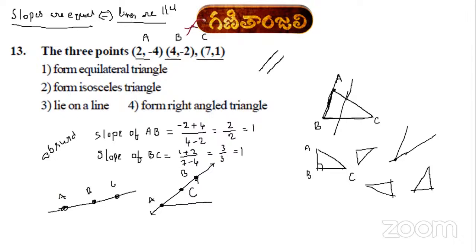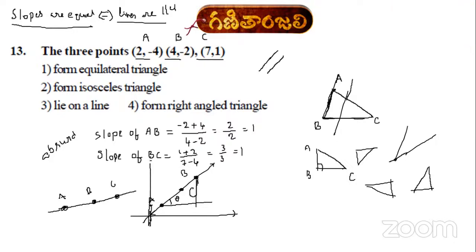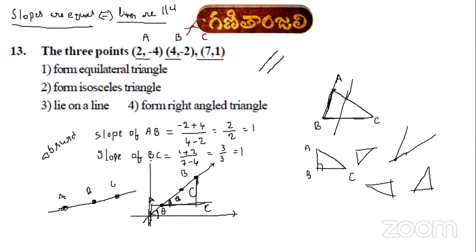We took this angle as theta, right? Do you remember? Actually, this angle is not given. The angle made by the line with the x-axis, positive direction, is given. This angle is theta. If this angle is theta, this angle is also theta, because these two lines are parallel. AC is parallel to the x-axis, right? So the same angle.